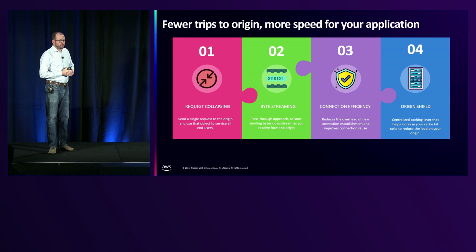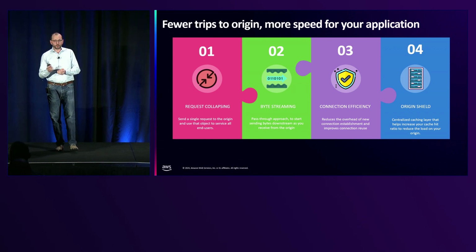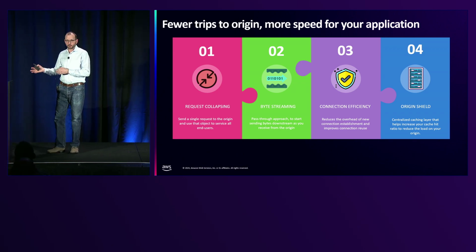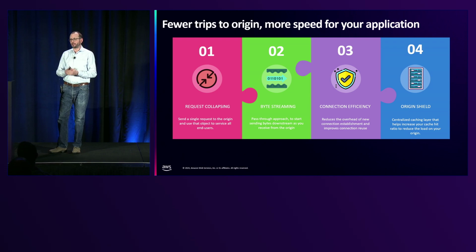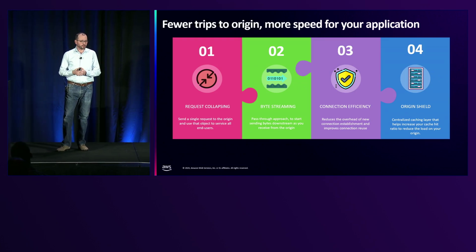Next is byte streaming. So even when there's a cache miss, CloudFront will still try to get the best possible experience for your viewers. So we do this by, instead of waiting for the whole object to download from your origin into the cache and then serving that file from the cache, what CloudFront will do is start to send that file on to the viewer as soon as the first byte from the origin reaches CloudFront. So CloudFront will literally stream that object back to the viewer. So this way, you don't incur a big latency penalty on that cache miss.